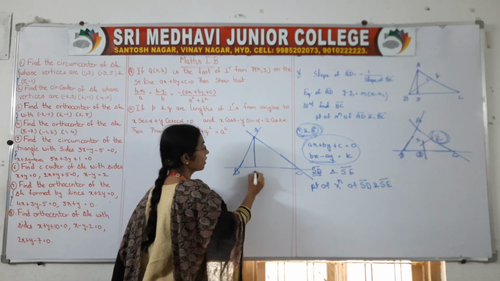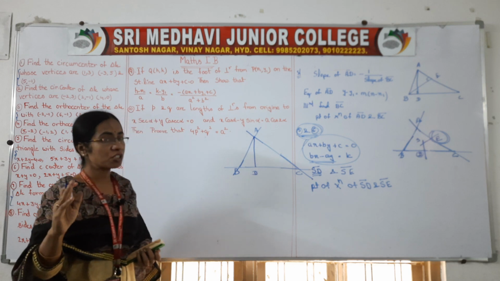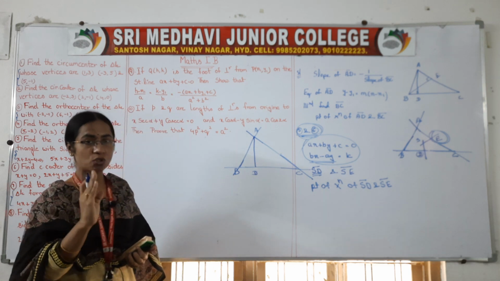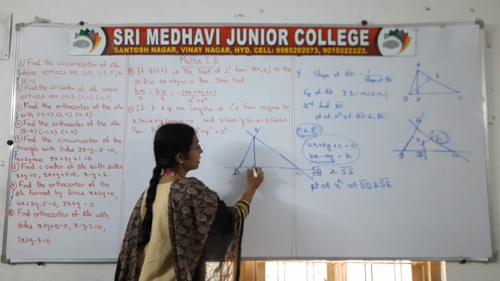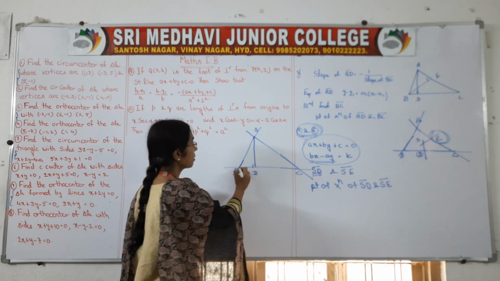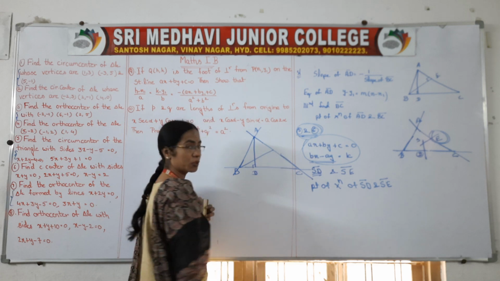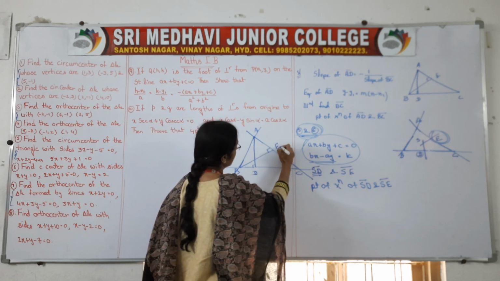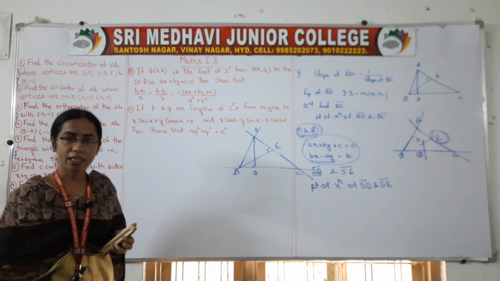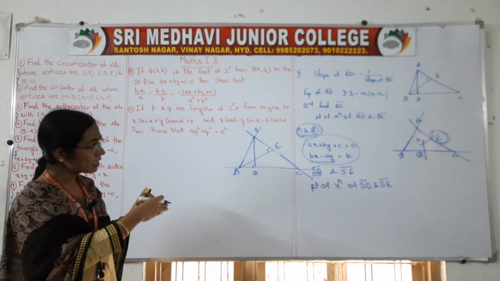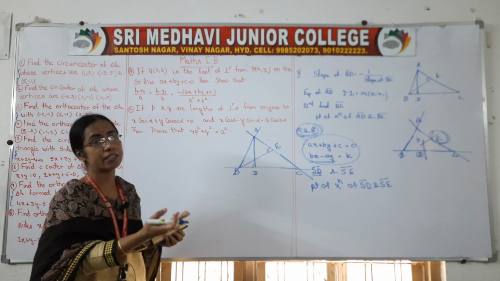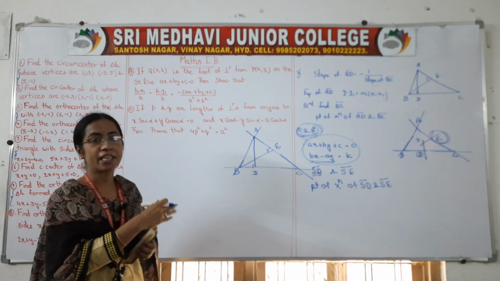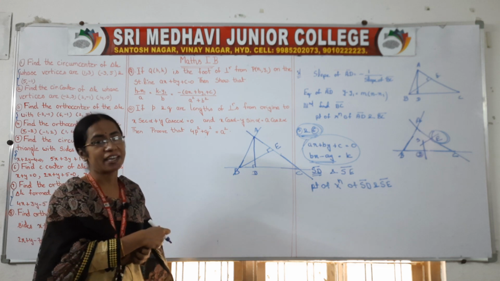So AD is one altitude. Altitudes mean the perpendicular line from a vertex to the opposite side. This is one line. Similarly, from this vertex to the opposite line you find out another. This is D, this is E. So the point of intersection of AD and BE is called our orthocenter. So we need AD. How will you find AD?